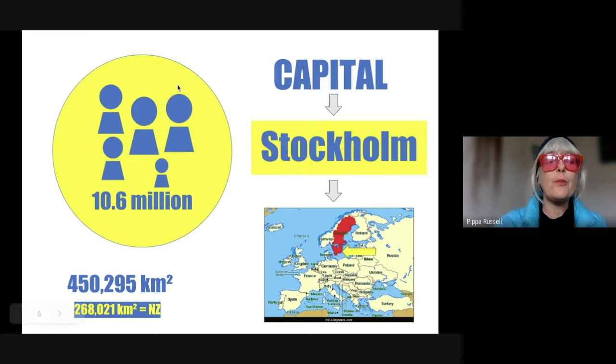The total population of Sweden is 10.6 million. That's just over double the size of New Zealand. And then they have a land area of 450,000 square metres, and that's just under double the size of New Zealand. So when we look at the population density, that's how many people per square kilometre, we have approximately the same.